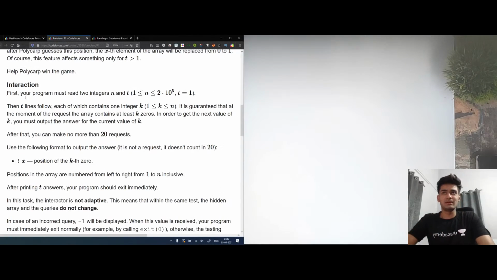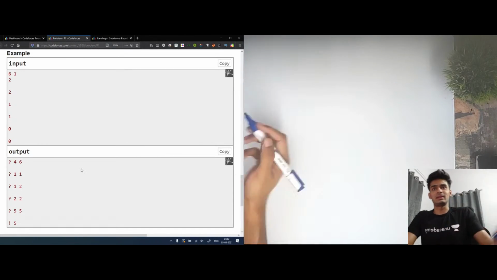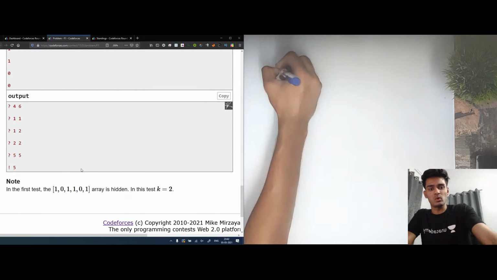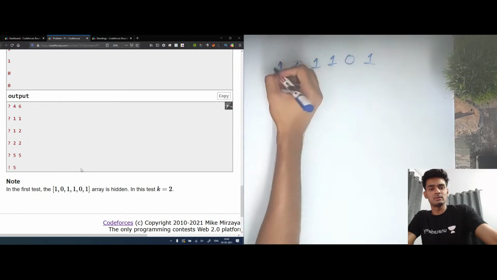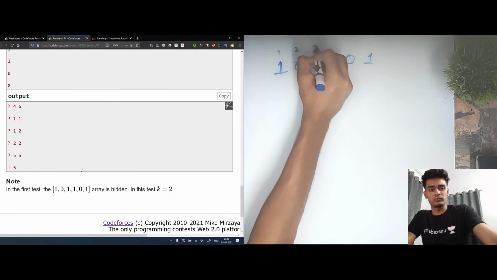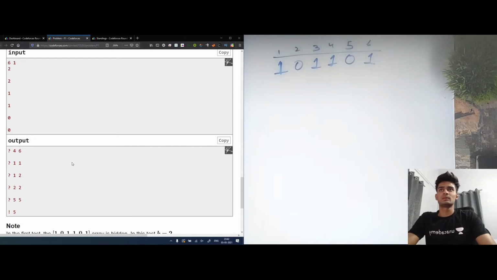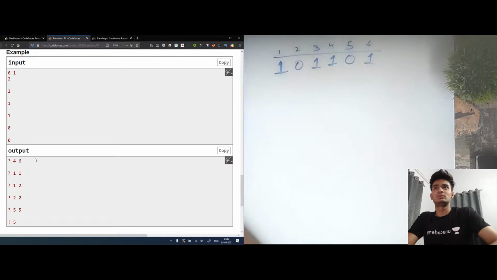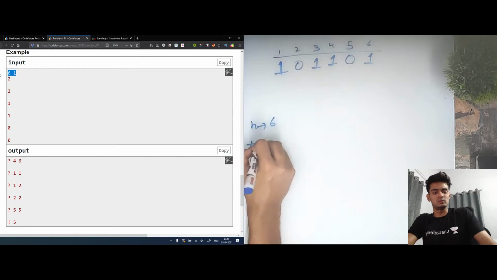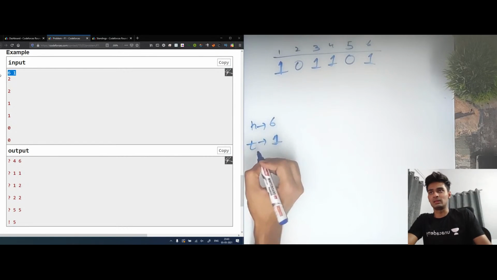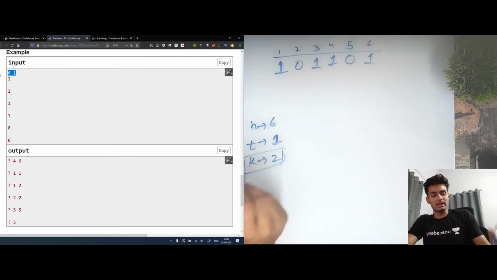And this is the interaction, how we are going to interact. I'll just explain from the input only. Let's say the array was 1, 0, 1, 1, 0, 1. The indexes are 1-based, so 1, 2, 3, 4, 5, 6. So what they're telling is that 6 and 1 mean n is 6, t is 1, t is always 1 in the easy version, and then we have k as 2. So basically we need to tell the kth 0.